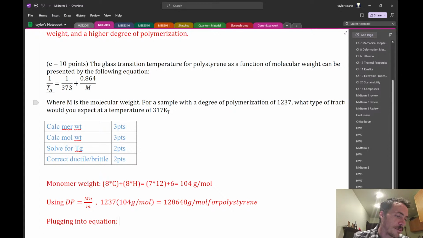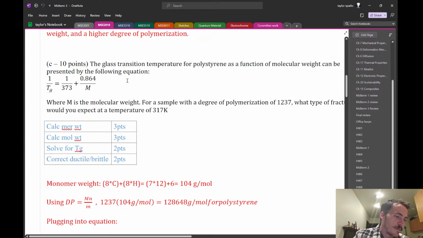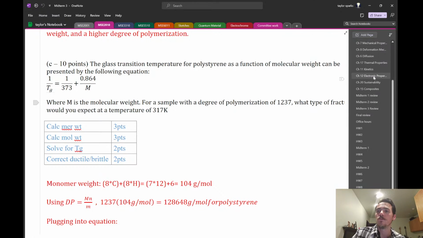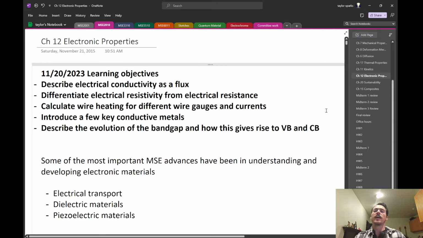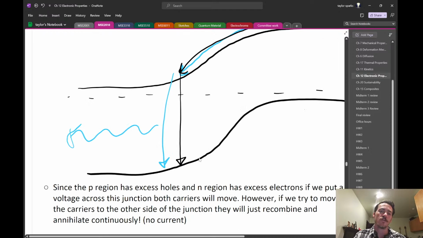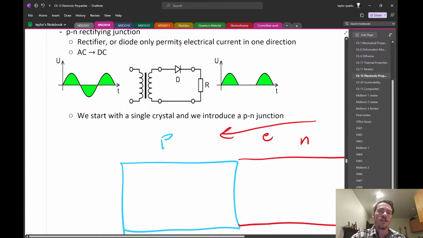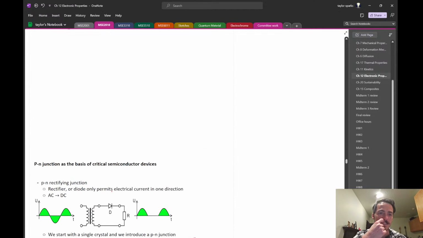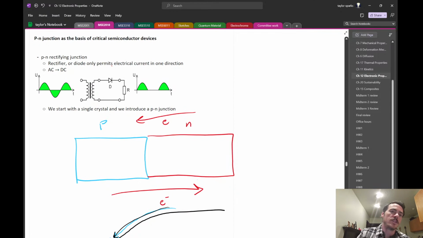Under electronic properties, what do you mean by know how basic devices work? I'm just nervous I'll miss something. So if you go back to chapter 12, the latter third of this chapter, before dielectrics actually. So the middle third, roughly, right here, we start talking about basic devices. Right here, this section where it says PN junction as the basis of critical semiconductor devices.